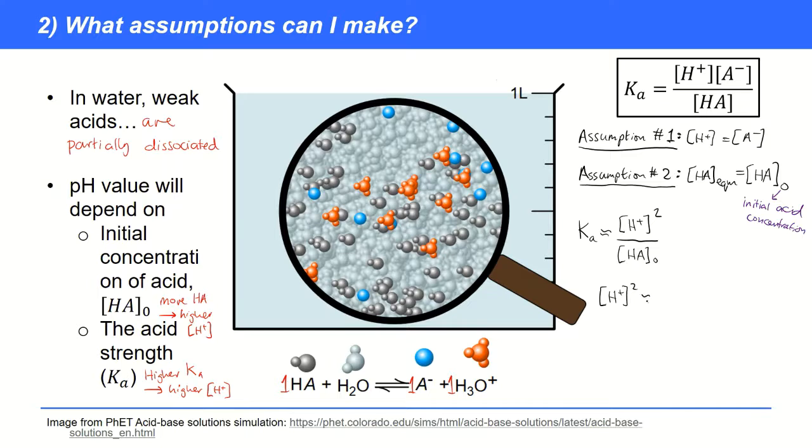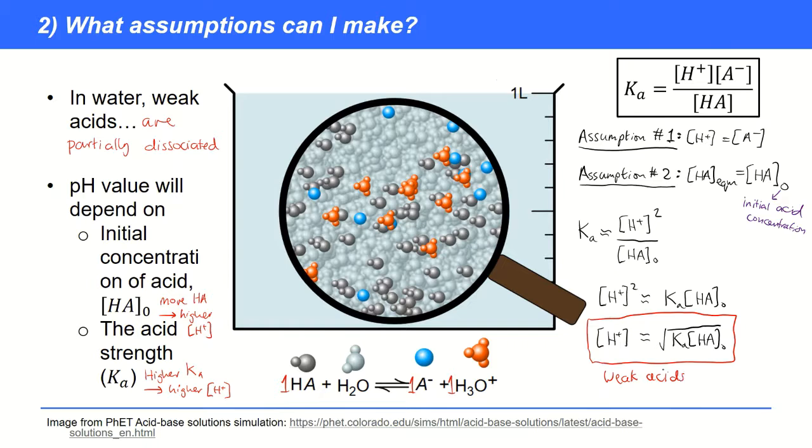Square of that, we're going to multiply both sides by the initial acid concentration, and then we can square root both sides and find this very important relationship. And this, for weak acids, is the key relationship that you need to be aware of.